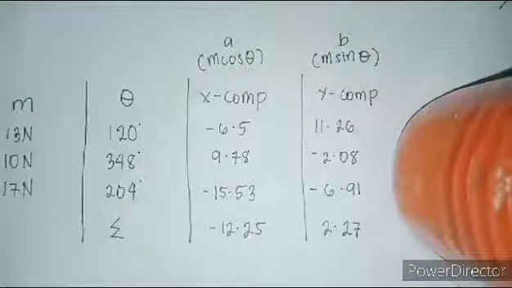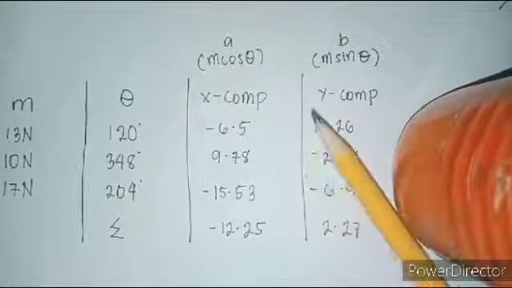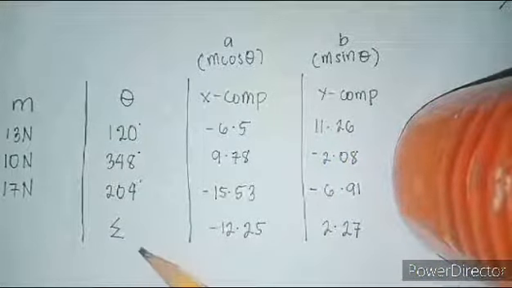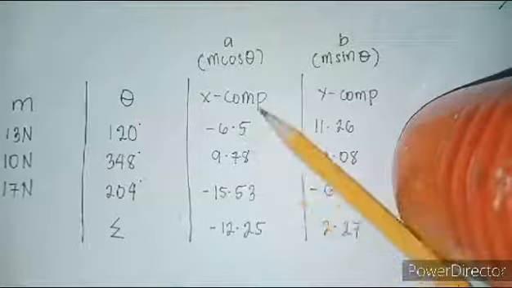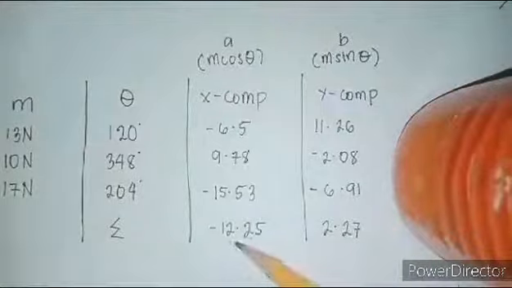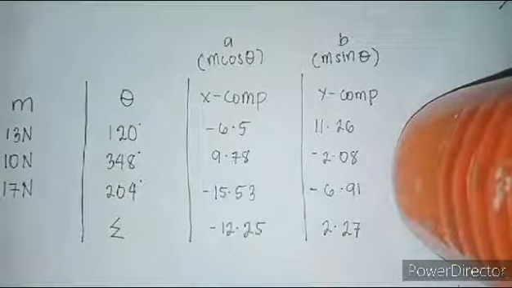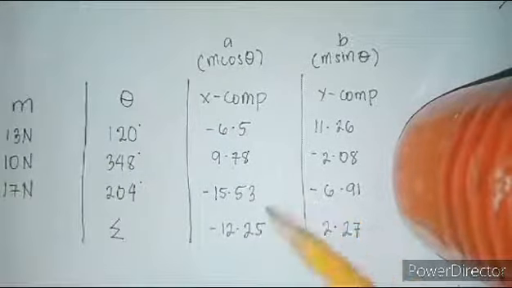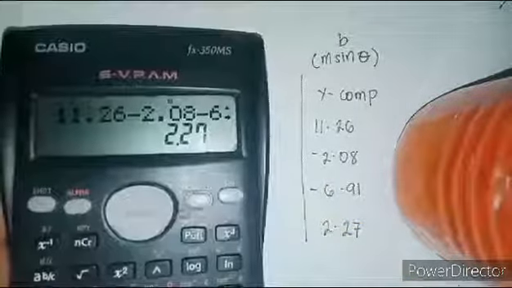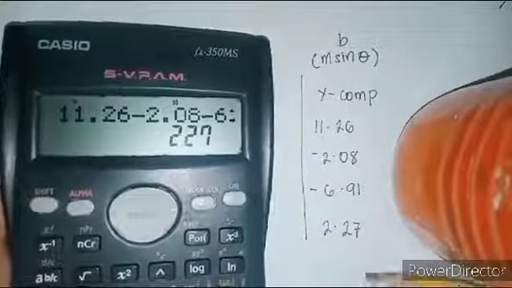After getting the x and y components, we will now get the summation of each component. We will add all of these, and now we get negative 12.25, the summation of the x component. And for the summation of the y component, we will also add all of these. So we now get 2.27 for the summation of the y component.